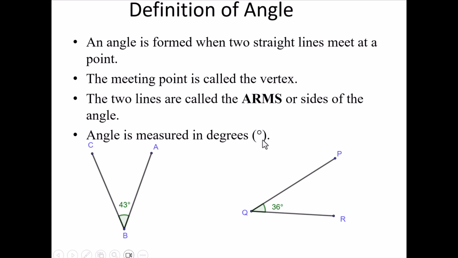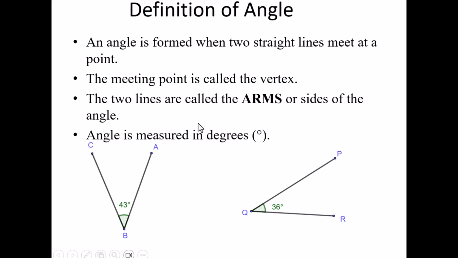Then the unit for angle is degrees. So you can see 36, not just writing 36, but put the symbol, which is this small zero, and make it small at the top right hand corner of the number. So take note of that. So this is just the basic definition of an angle.